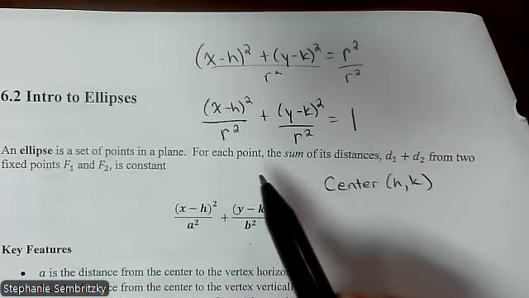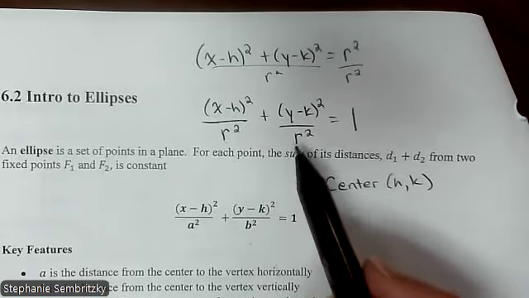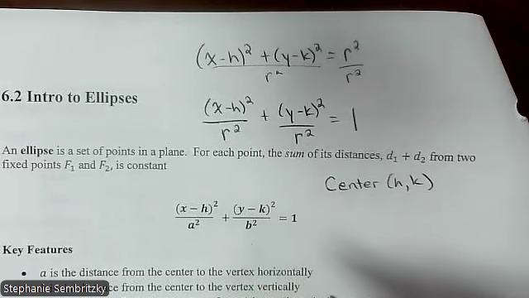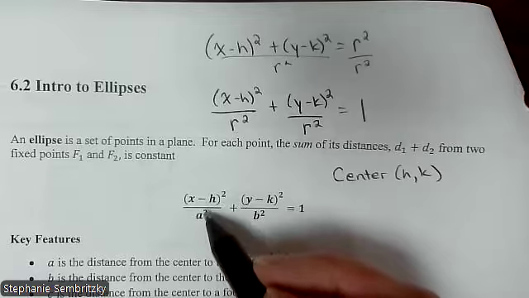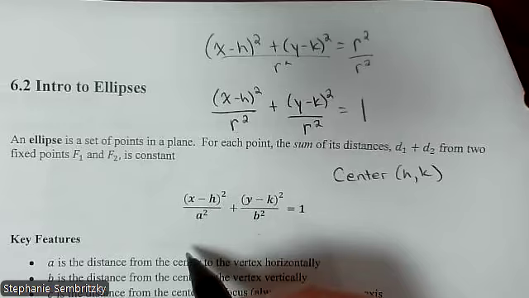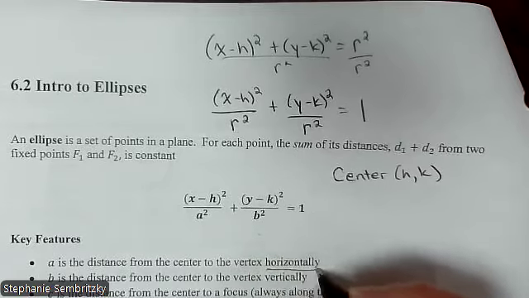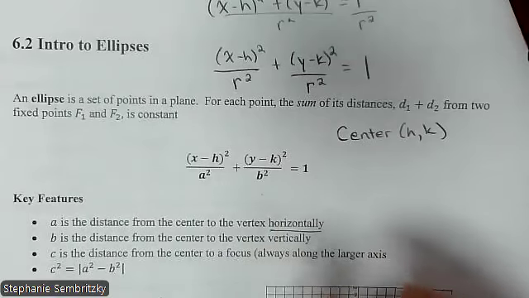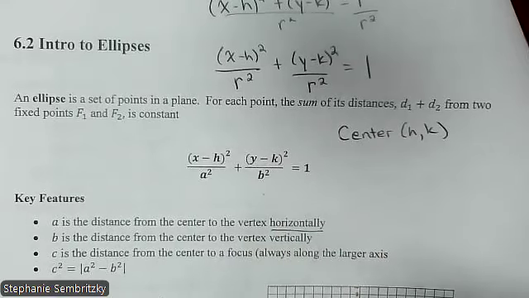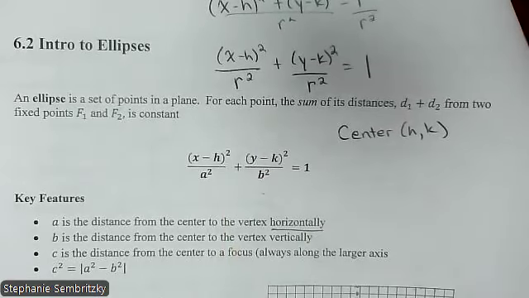The distance from the center horizontally and vertically is the same. In an ellipse, it's different. So the number that's squared underneath the x is going to give me the distance from the center to the outside edge horizontally in the x direction. And the one that's being squared underneath the y is giving me my distance vertically, so you're going up and down.